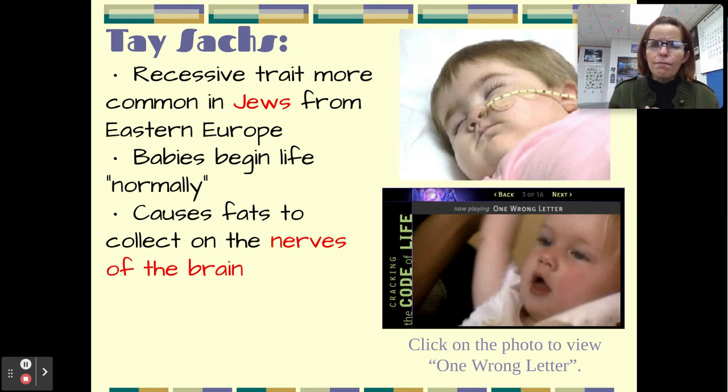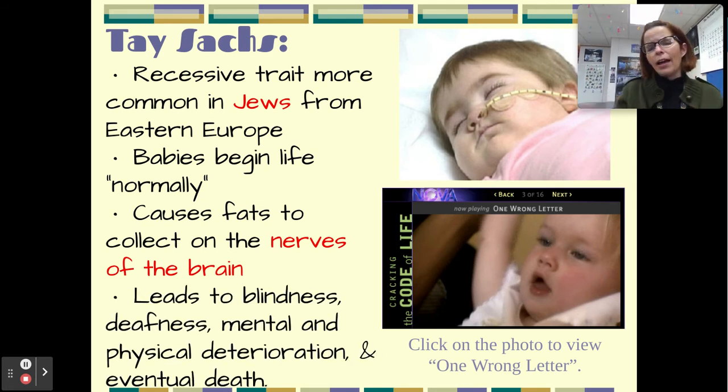The reason is that fats start collecting on the nerves of their brain, and so they start developing more and more brain damage. There is absolutely no cure for Tay-Sachs, unfortunately. It's always fatal, and children usually die by the age of 5. Very, very sad. It leads to blindness, deafness, mental and physical deterioration, and eventual death.